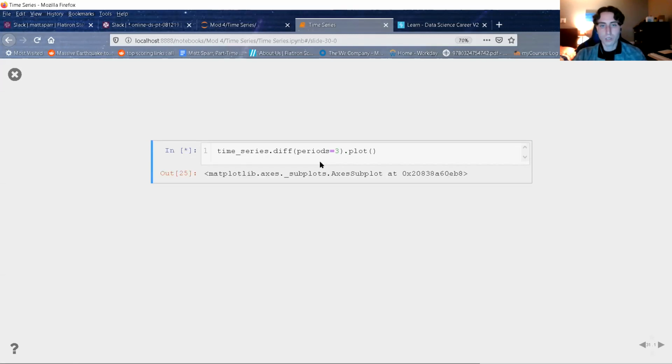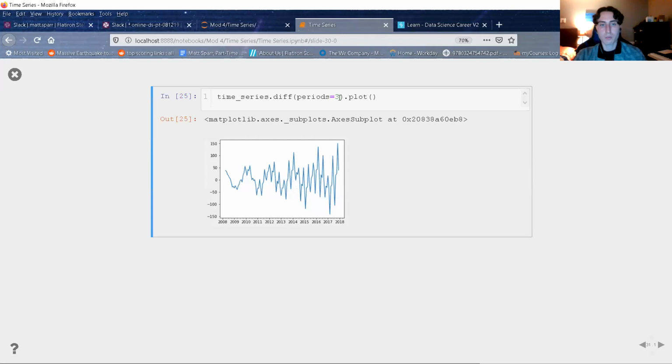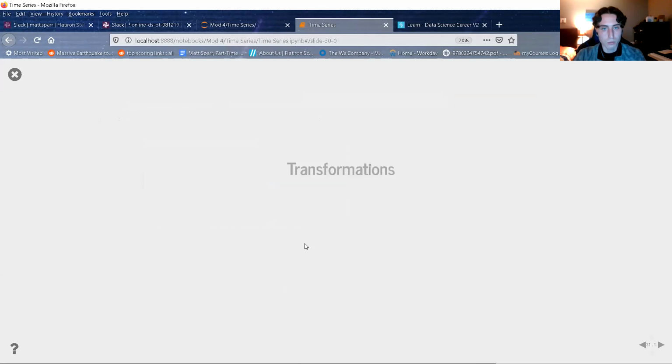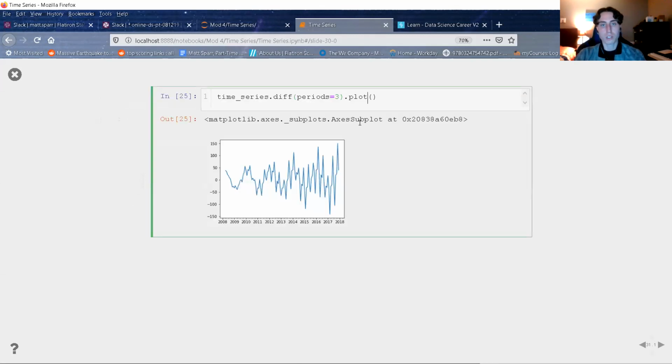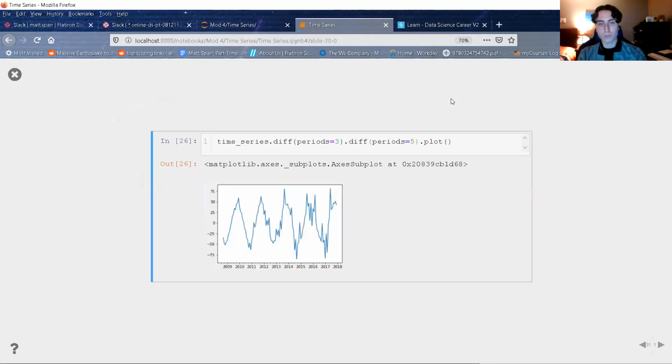So we'll just go ahead and plot. This is still the lag difference of 3. And then we want to just chain on here dot diff periods equals 5. So remember what I said, you can chain on the difference, and the order doesn't matter. We could switch these around. So we'll go ahead and chain on the 5.